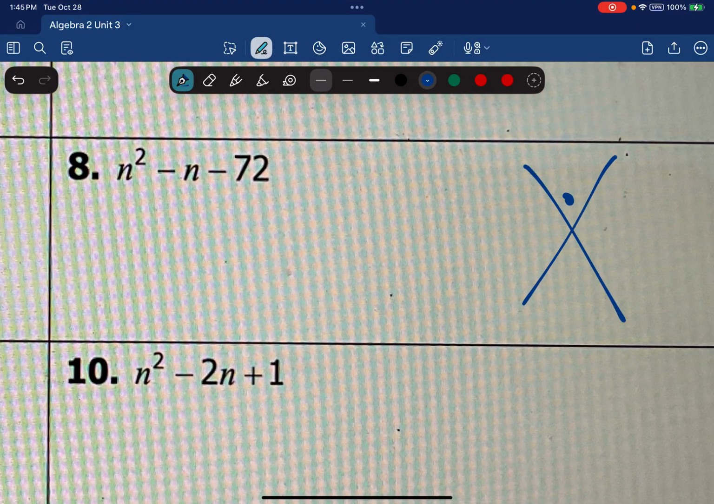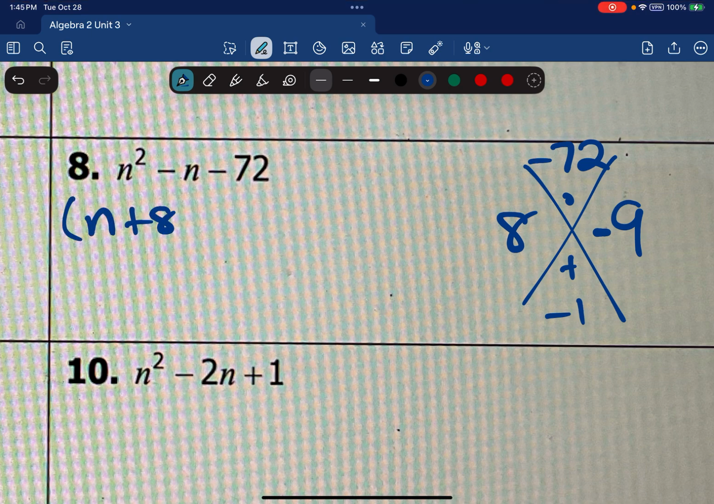Two numbers that multiply to be negative 72, but add to be negative 1. 8 times 9 is 72. To add them and get a negative 1 left over, the 9 must be negative. So n plus 8 and n minus 9.